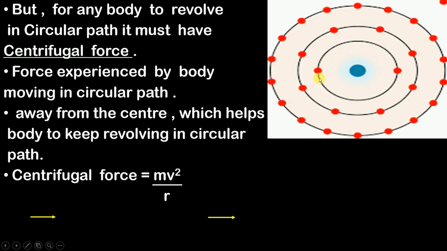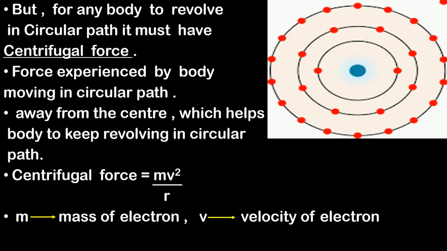It is not the case only for electron. Any body which is moving in a circle needs centrifugal force to move in a circular path. Regarding this centrifugal force, you will be learning in depth in the chapter on circular motion. For now, we just have to remember the formula of centrifugal force is equal to m v squared upon r, where m is the mass of electron and v is the velocity of electron. Now why are we considering the mass and velocity of electron? Because in an atom it is the electron which is moving in a circular path. Therefore, for our reference, we are considering the mass of electron and the velocity of electron in this case.